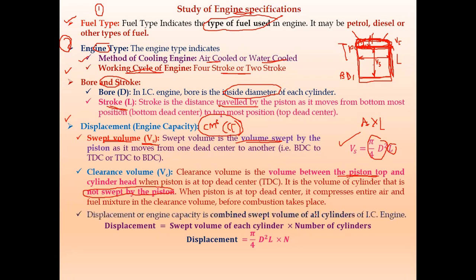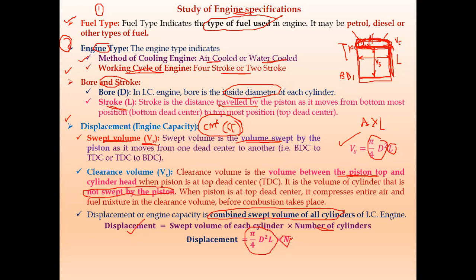Now we have displacement, or engine capacity. It is the combined swept volume of all cylinders. An IC engine may have one cylinder, two cylinders, or three cylinders. To find the displacement or engine capacity, we take the combined swept volume of all cylinders. Therefore, displacement equals swept volume into number of cylinders. So swept volume is pi by 4 d square into L, into N, the number of cylinders.